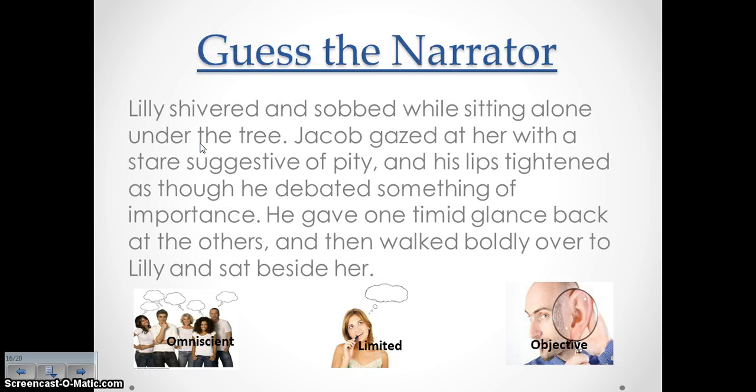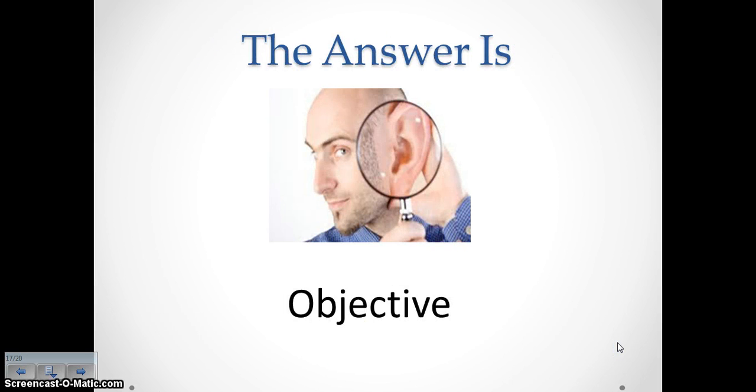Let's try another one. Okay, same situation, same characters, Lily and Jacob. All right, now let's guess the narrator here. Lily shivered and sobbed while sitting alone under the tree. Jacob gazed at her with a stare suggestive of pity, and his lips tightened as though he debated something of importance. He gave one timid glance back at the others and then walked boldly over to Lily and sat beside her. So, are we doing omniscient, all-knowing, limited, only knowing one side, or objective, where we don't know exactly what's going on in the scenario? And the answer is objective.